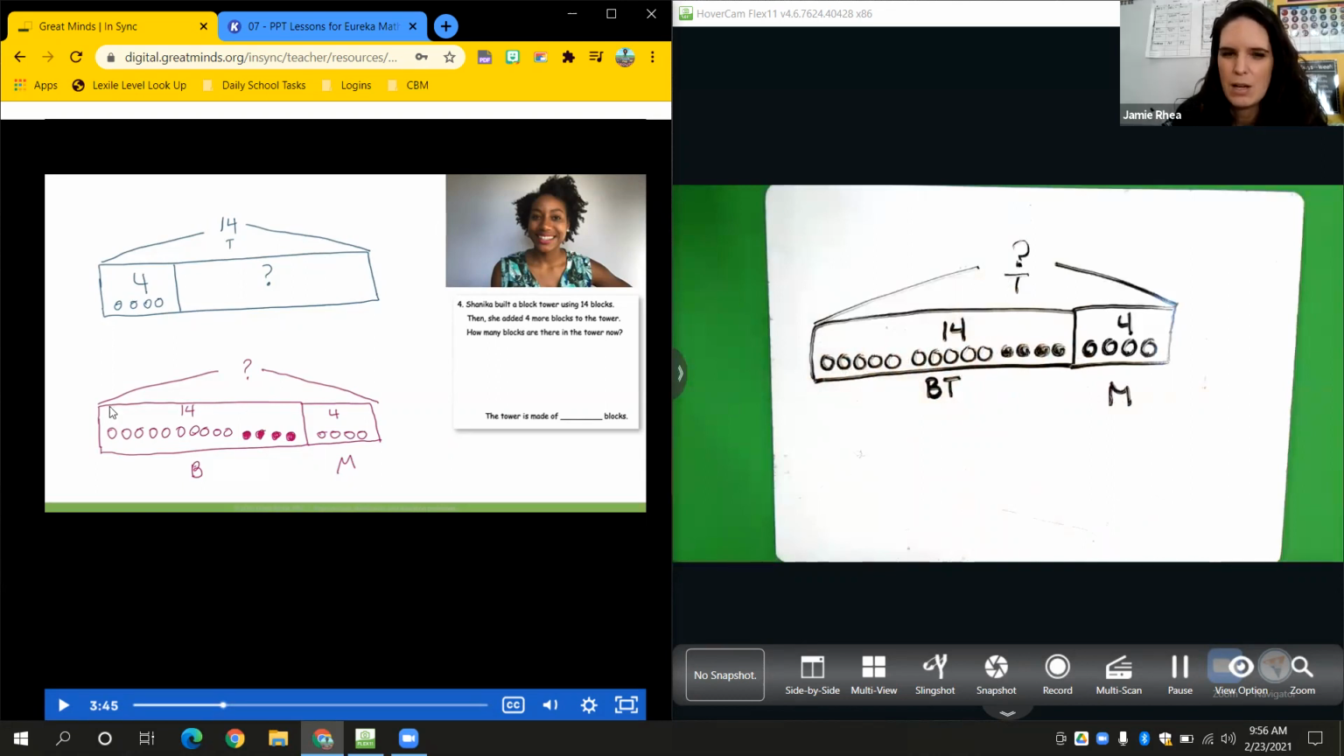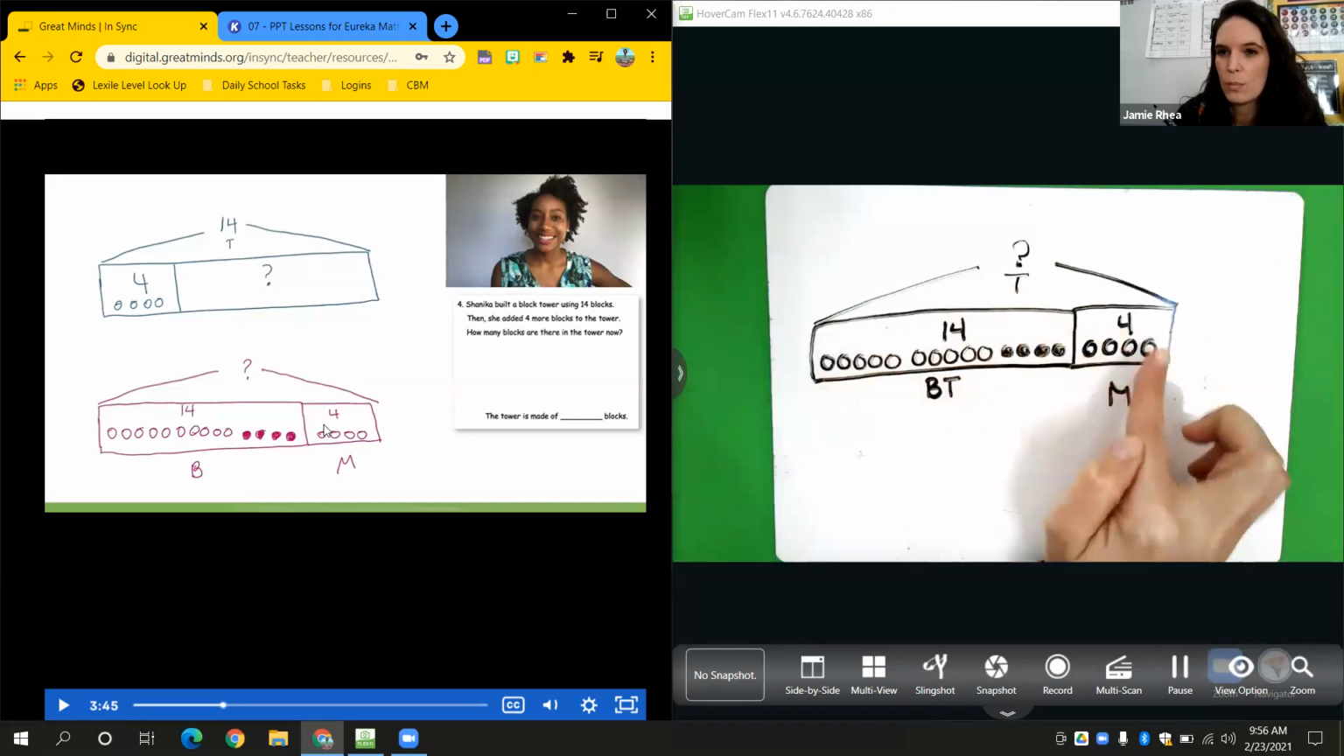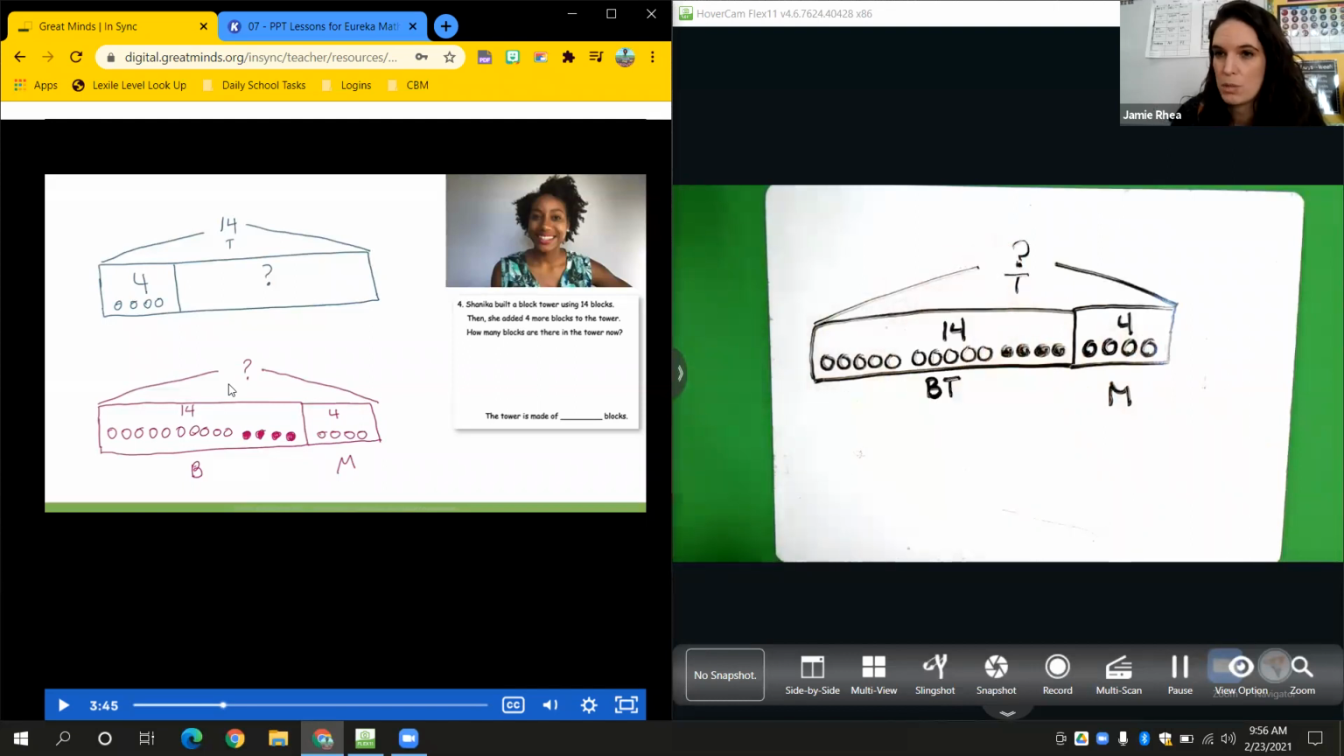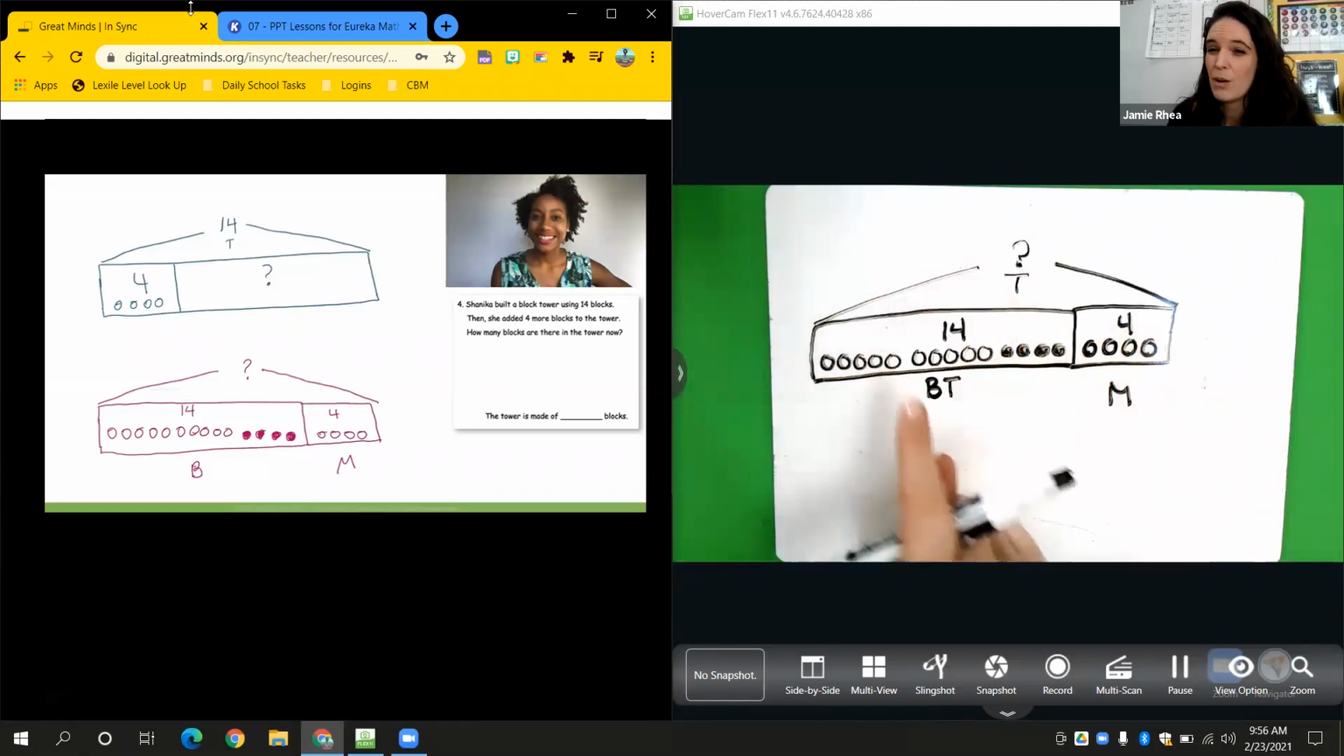So let's look down here. We have 14 blocks. Here's our block tower, 14. And then she's got 4 more blocks. Here's our 4 more blocks. And then she has a question mark at her total. We have a question mark at our total. So let's see if we can figure out what this is.